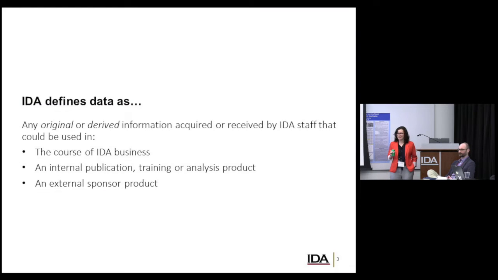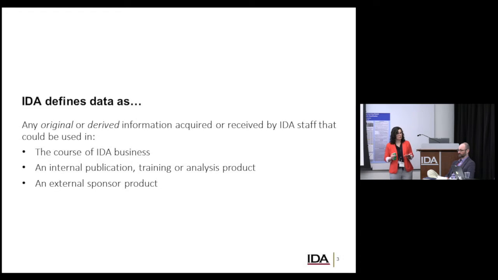And this is where we landed. So we are defining here at IDA data as any original or derived information acquired or received by our staff that could be used in the course of our business. So think there about financial information, could be HR information, anything about how our company operates, as well as our internal publications, training, or analysis products. So we're a research institution here supporting national security. So we do a lot of internal publications and research and training of our staff. All of that would be considered data, along with any external sponsor products.